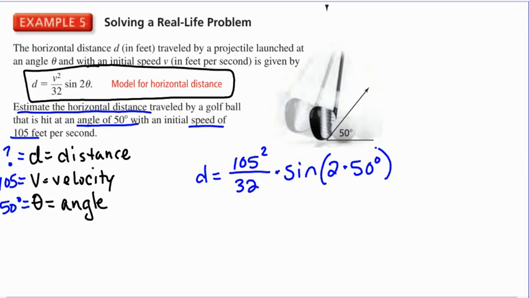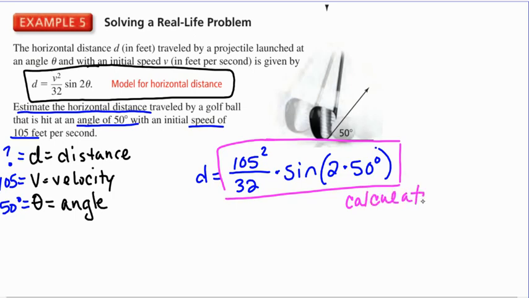You can go ahead, because this entire part right here is all numbers, and plug this into your calculator. There's no variables in this part right here. And when you plug that into your calculator, you get that D equals 339.297. If the problem says approximately or estimate, this is a fairly large number.